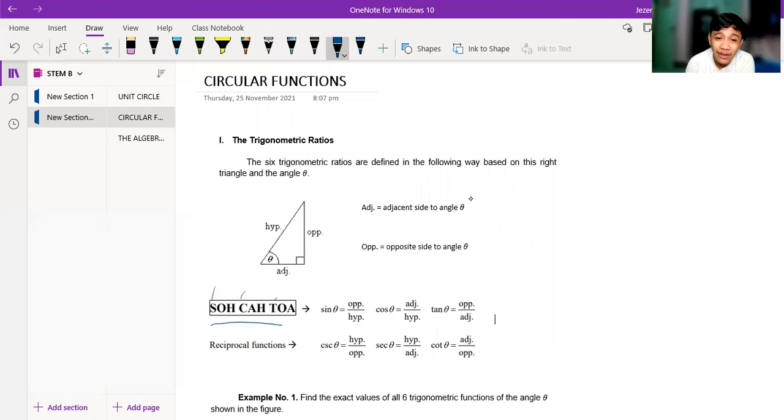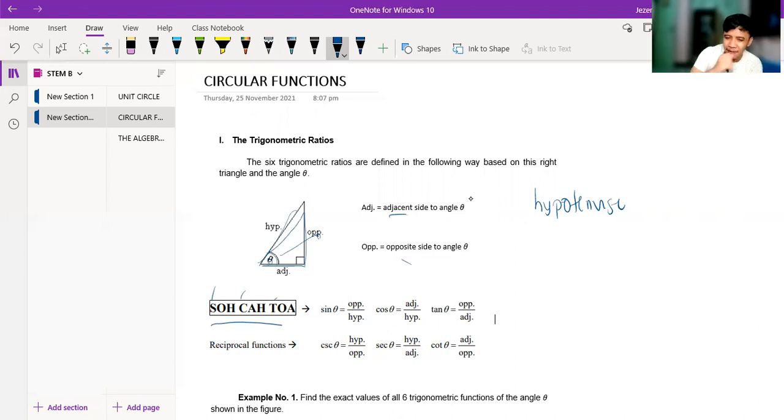So we have the right triangle here, and we put theta here. Of course, the side across from it is the opposite. The side next to it is the adjacent. And the longest side of the right triangle is the hypotenuse. Using those three sides and the angle, we can get the 6 trigonometric ratios, or 6 circular functions, or trigonometric functions.